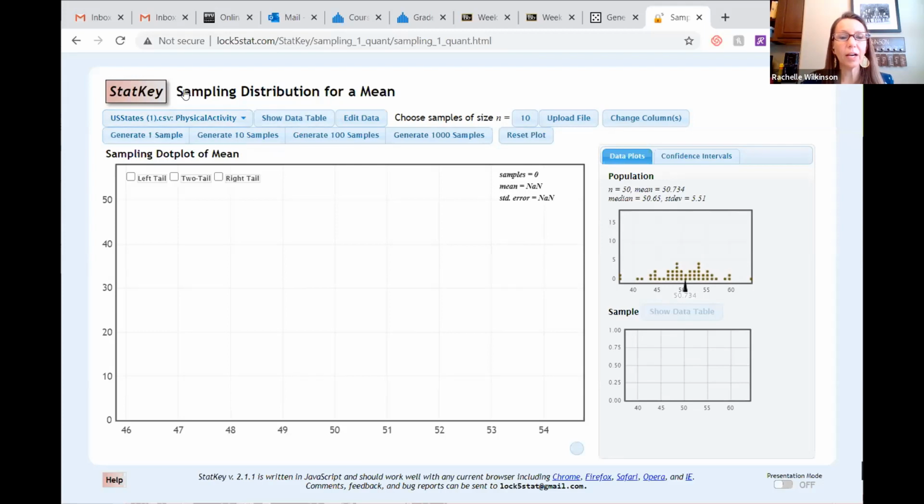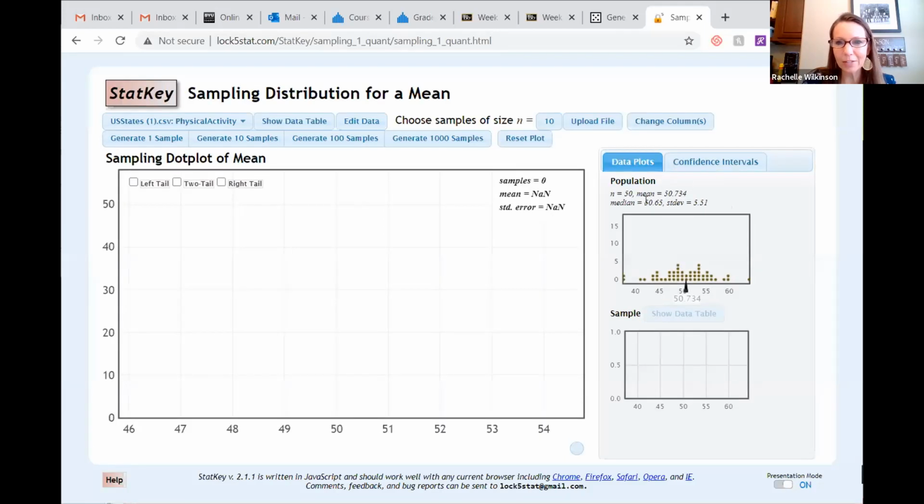All right, so now I've got my physical activity data. I've told it, hey, I want you to use this physical activity data as my population. And notice over here in the right-hand corner of your screen, it actually gives us all this great information about the population. So it tells us that there were 50 individuals, or 50 states in this case, in our population. It tells us the mean of our population. Remember when you wrote down the population mean, it was 50.734.